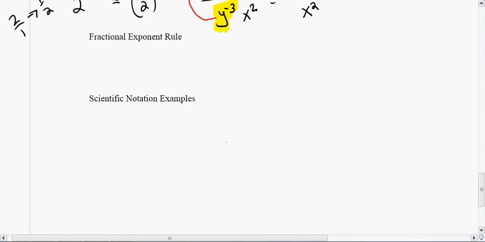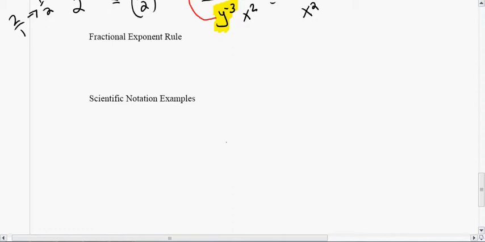I wanted to talk a little bit about fractional exponents. We're not going to use them in this module. They'll show up in the next module when we're looking at radical functions and such. But we're not really going to use them here. But it's just kind of interesting to know what those are.